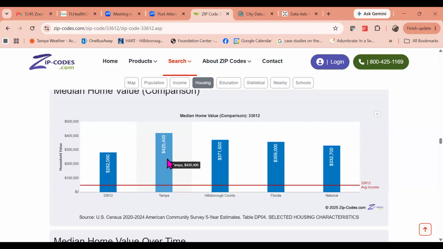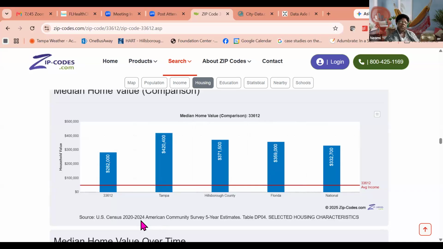If you ask the average person, you know what they're going to tell you? Florida. But no, Tampa is the highest in the United States. Now, keep in mind, this is based on 2024 numbers, which is the most recent data, by the way.